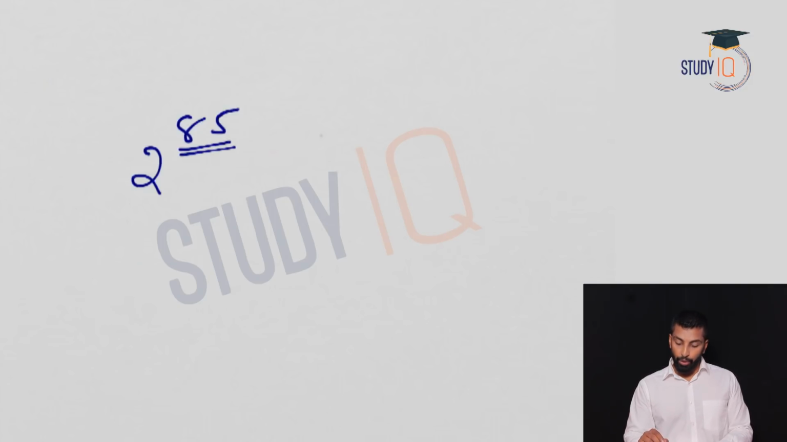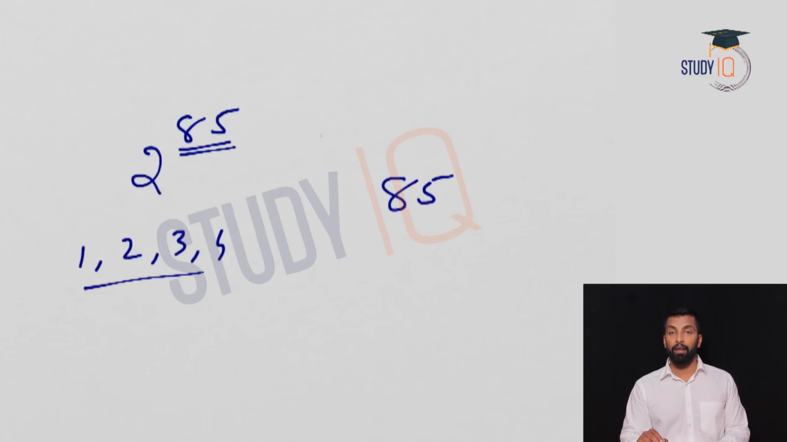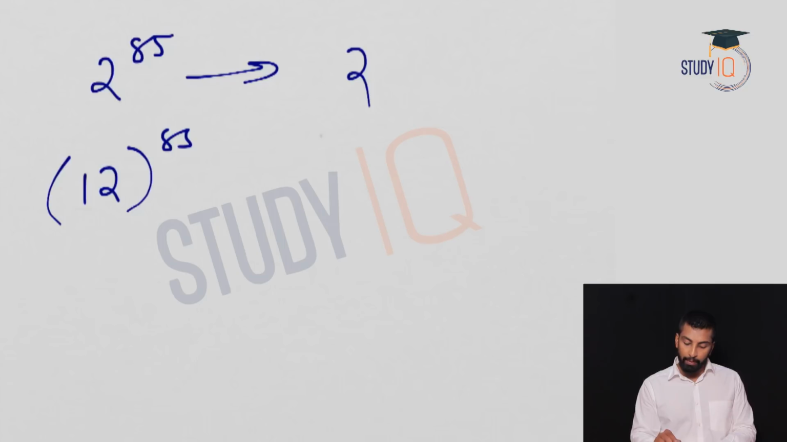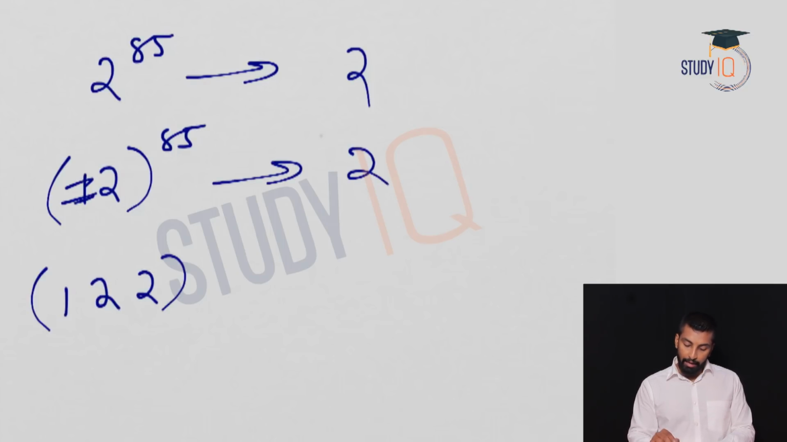Now, if I give you 2 raised to 85, you need to change the power, right? So I need to change the power to one of these 4: 1, 2, 3, 4. Then I can get the answer. Take the power 85, divide by 4, and see what the remainder is. It is 1. So you write it as 2 raised to 1. We know this is 2. So the last digit of 2 raised to 85 will be 2 itself, because the rest is not important.